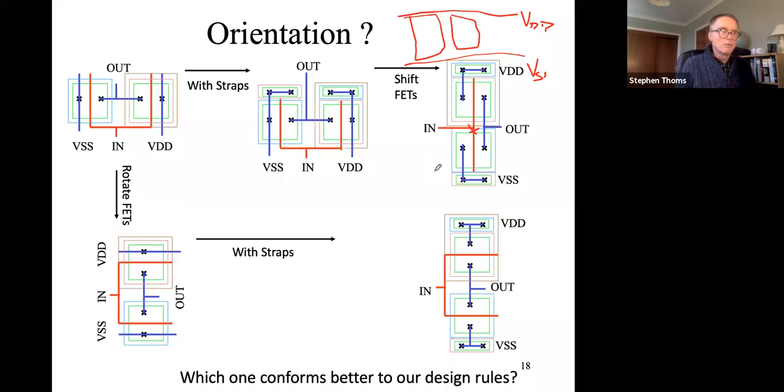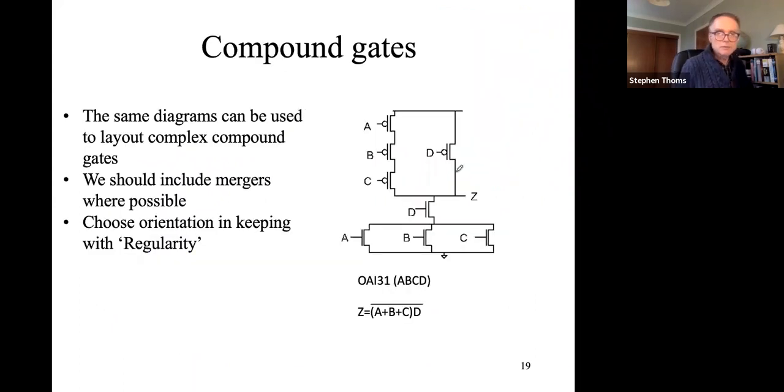And so by doodling around, we can try different ideas out and say, well, actually, I think this one's probably going to give us the best performance. And then you can start drawing it out carefully in your CAD program. And we can do the same thing with more complex gates. And we can include these merges, which we looked at before, and we can try and choose orientations in keeping with regularity, which is what we looked at again in the previous slide. So you should be quite good at this by now.